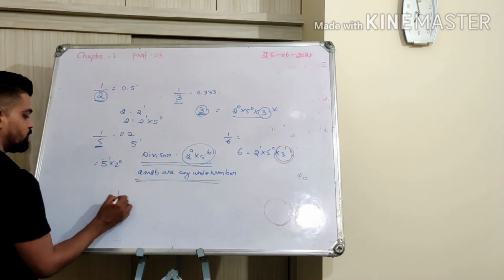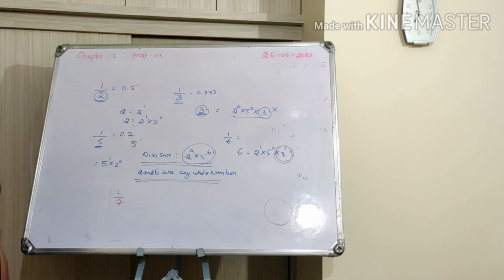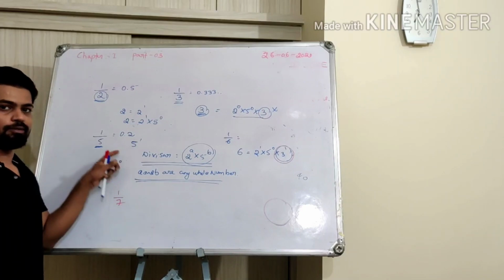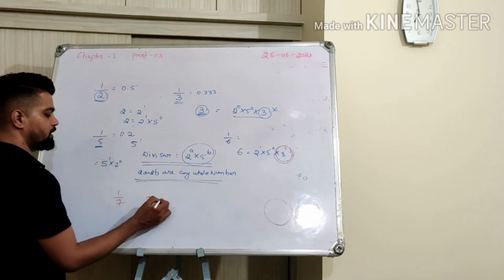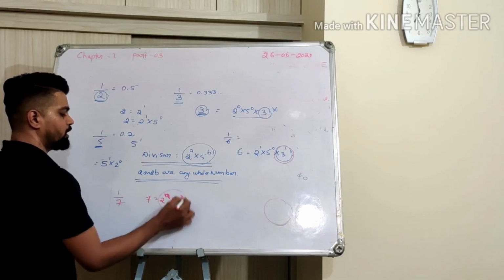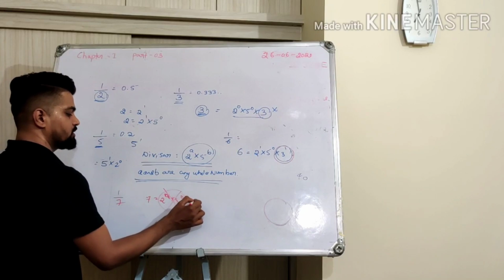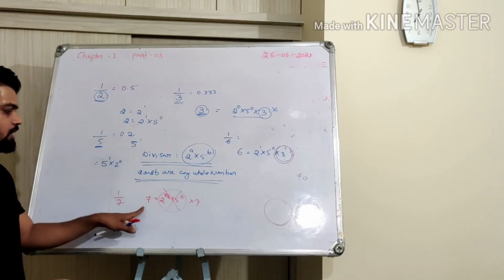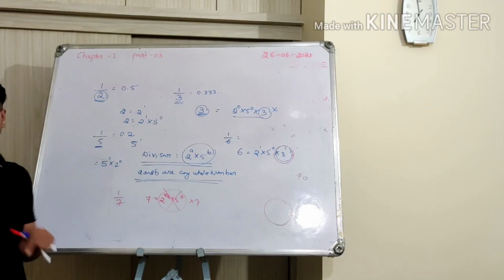Okay, so now tell me, 1 by 7: will it be a terminating decimal or non-terminating decimal without dividing? 7 can never be written in terms of 2 power a, 5 power b. In this format you cannot write it because it has 7 here. So this can never be a terminating number.